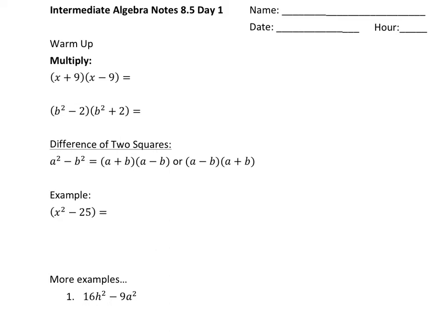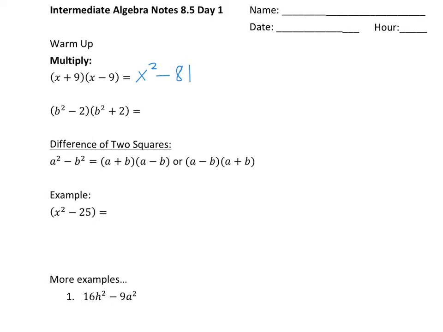Well, if you remember, we here could FOIL, or this is going to give us a special product, right? It's the product of a sum and difference, so I can square my first term, get x squared, and then my middle terms will cancel out, and my last term will be 9 times negative 9, which is negative 81.